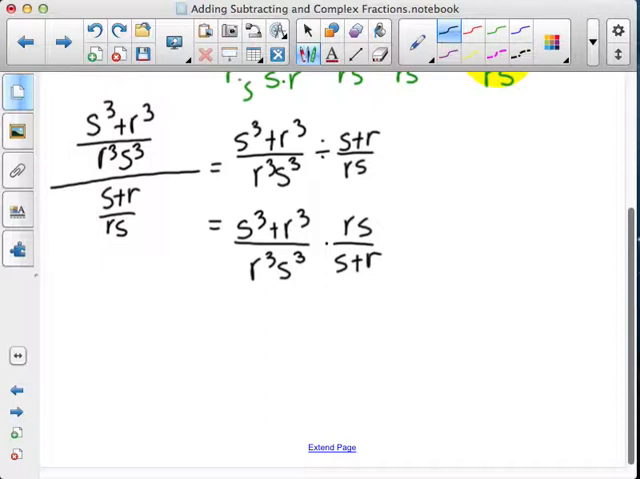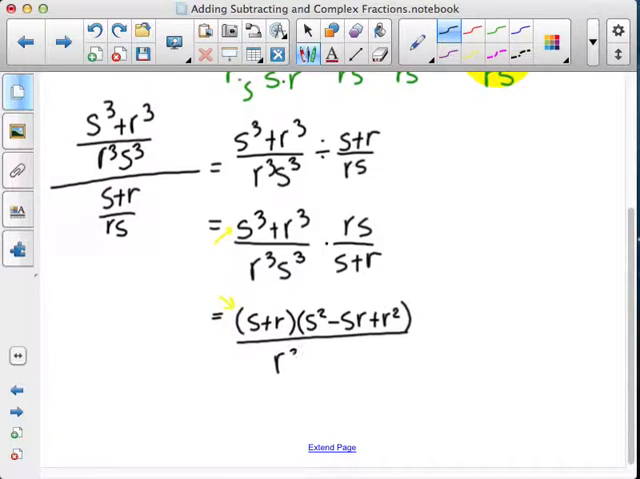Now I already see that this rs and this r cubed s cubed is going to simplify, but I also know that this is a sum of cubes. So remembering your sum of cubes formula, this is simply s plus r times s squared minus sr plus r squared. Remember, same sign, opposite sign, always positive. So this factors to be that, divided by r cubed s cubed times rs over s plus r.